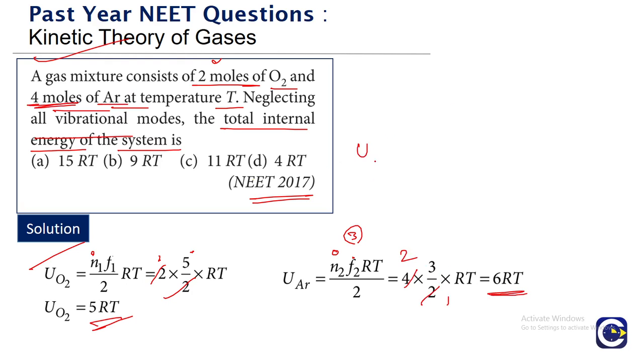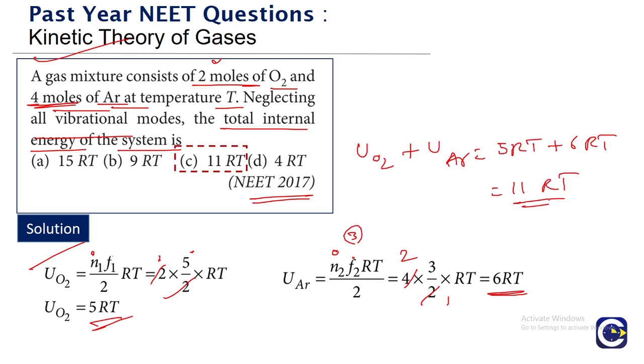So total energy means what? Oxygen energy plus argon energy. What is it? 5 RT plus 6 RT. How much is it going to be? It will be 11 RT. The correct answer is option C.